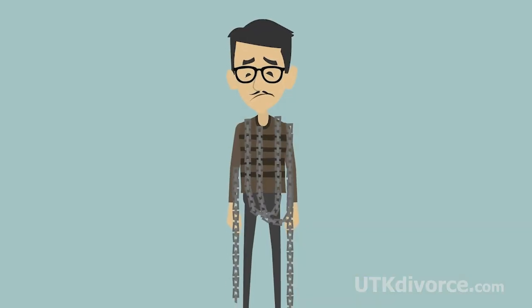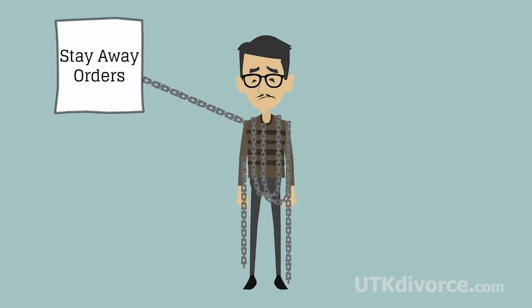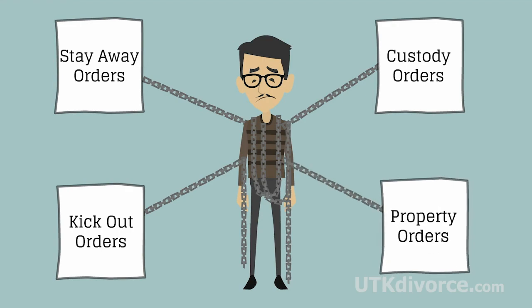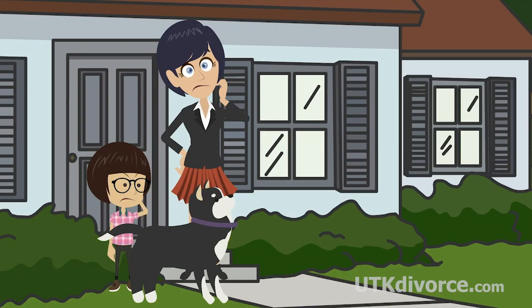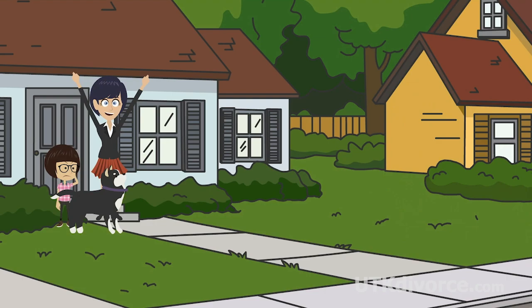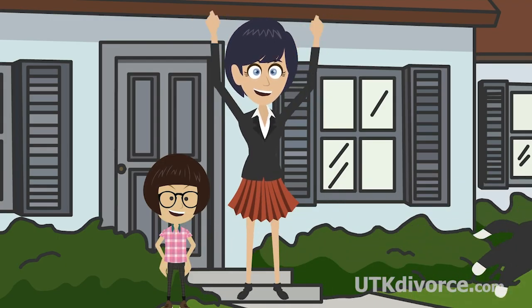These temporary orders can include orders on the following issues. 1. Stay-away orders. 2. Custody orders. 3. Kick-out orders and other property use orders. Stay-away orders may order the restrained person to stay away and have no contact with the protected person, as well as the party's children and other protected people and family pets.